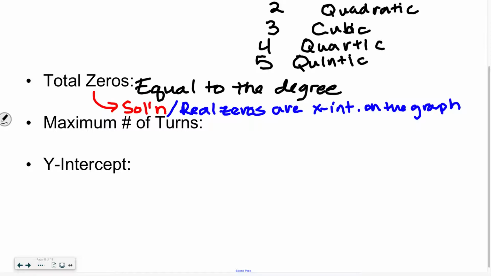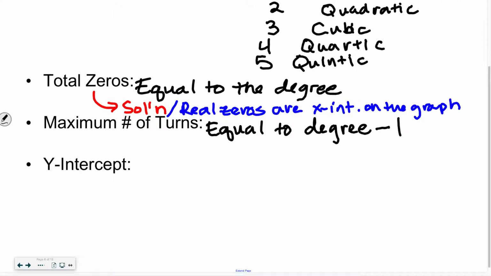Okay, and then maximum number of turns is related to the number of zeros that you have. The number of zeros has to be equal to the degree, so you can't turn more than that many times, or you would have to cross the x-axis again. So the maximum number of turns is equal to the degree minus 1. Maximum number of turns is equal to the degree minus 1.